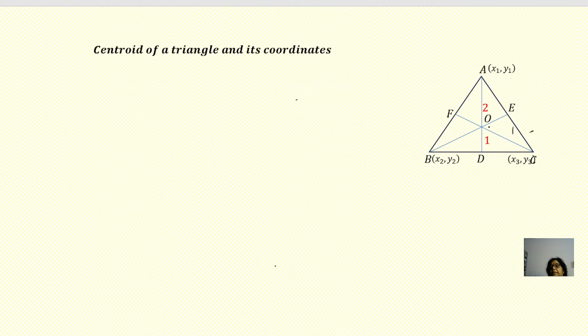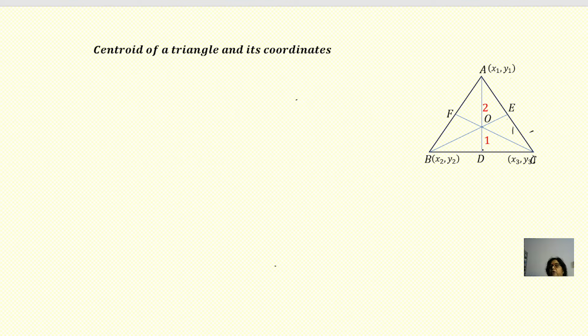First, let us understand what the centroid is. Centroid is the point of intersection of the three medians of the triangle. Here the medians are AD, BE and CF. Another important aspect of the centroid is that the centroid divides the median in the ratio 2:1. All the three medians.